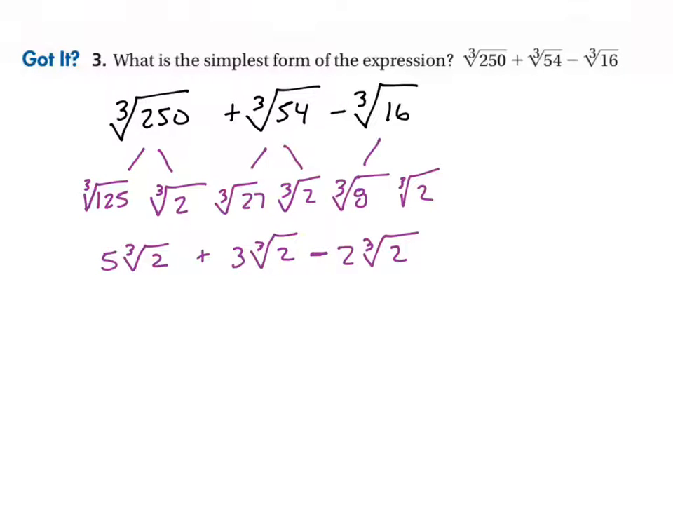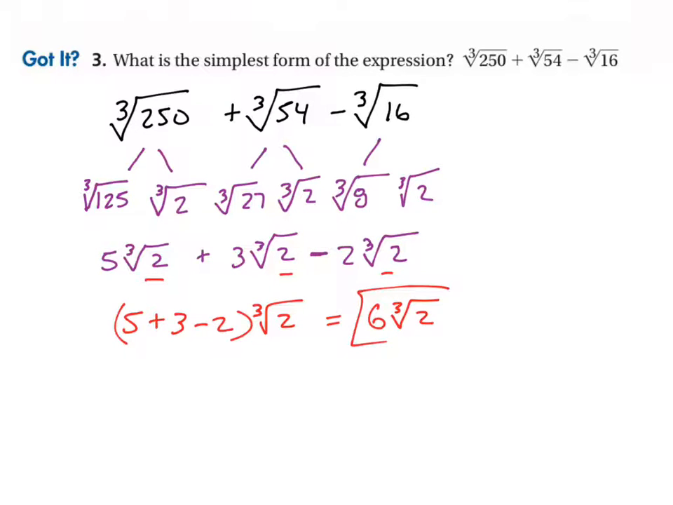Now we're looking at the fact that we have the same radical all the way across. It's the cube root of 2. So we're just going to take the 5 plus the 3 minus the 2, and then cube root of 2. And then we simplify that. 5 plus 3 is 8, minus 2 is 6. So 6 cube root of 2.